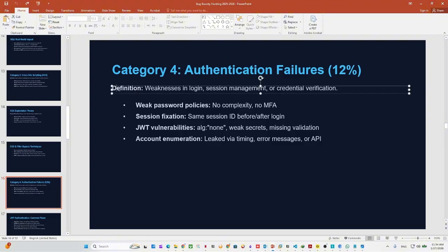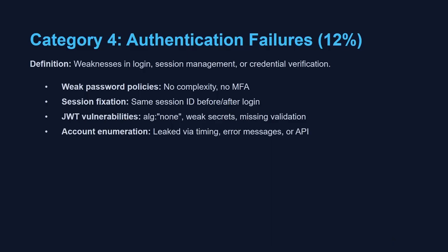Authentication failure. So authentication failure is a weakness in login, session management, and credential attacks. Weak password policies, no complexity, no multi-factor authentication, session fixation, like the same session ID before and after login. JWT vulnerability: weak password, algorithm, weak secret, missing. So basically that is authentication failure.